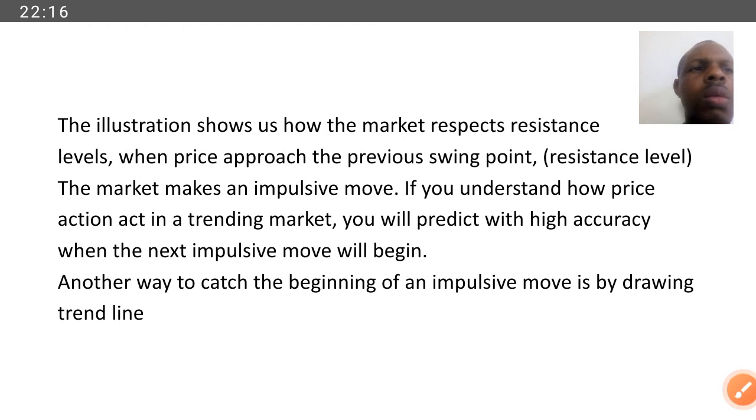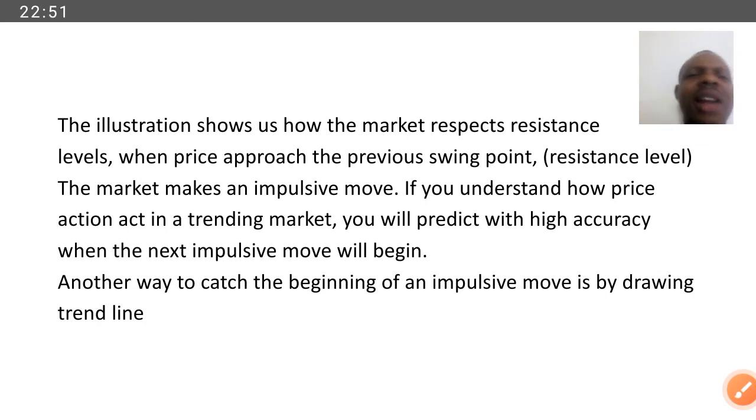Now, the illustration shows us how the market respects the resistance level when price approaches the previous swing point. At the resistance level, the market makes an impulsive move. If you understand how price action acts in a trending market, you will predict with high accuracy when the next impulsive move will begin. As you can see, I drew a trend line.